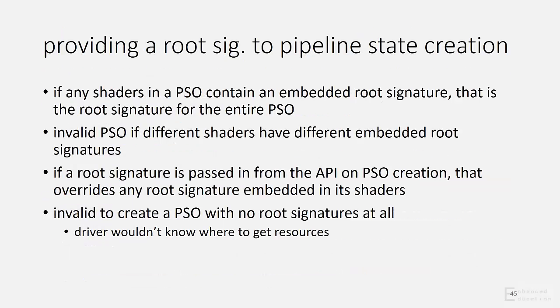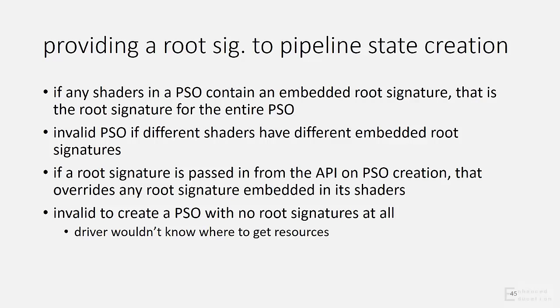This is a little API detail, and that is how to provide a root signature to pipeline state creation. One way to do it is that if any of the shaders that are passed in as parameters to the pipeline state object creation have a root signature embedded in them, details for how to do that are described later, then that root signature is the one that's used for the PSO. If it turns out that different shaders passed into the PSO, like the vertex shader and a pixel shader, each have different embedded root signatures, that's invalid and the runtime will fail the PSO creation.